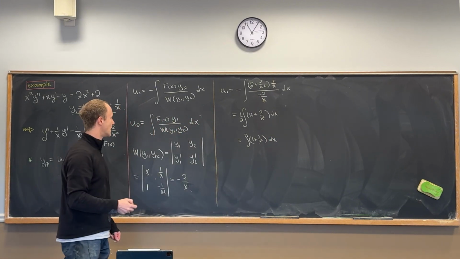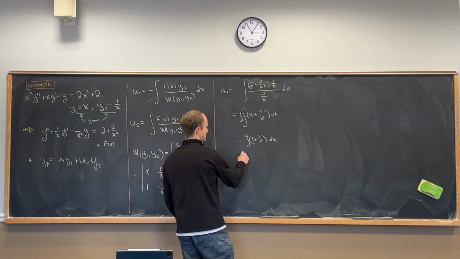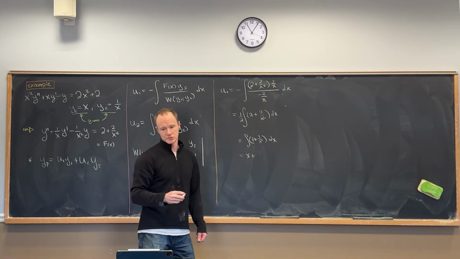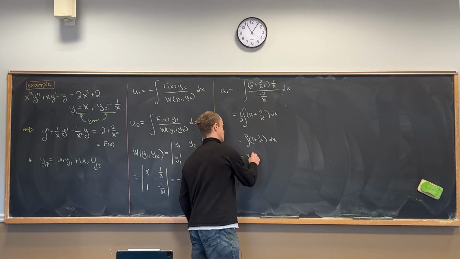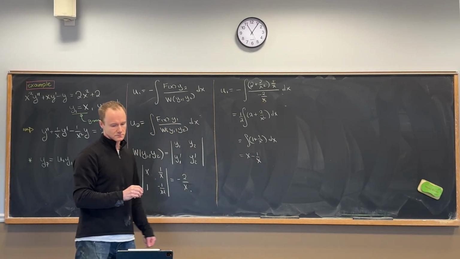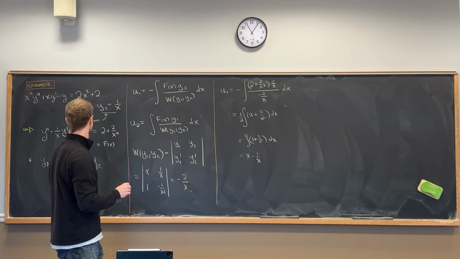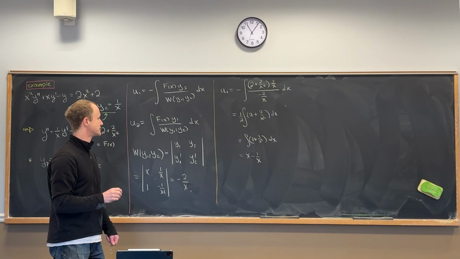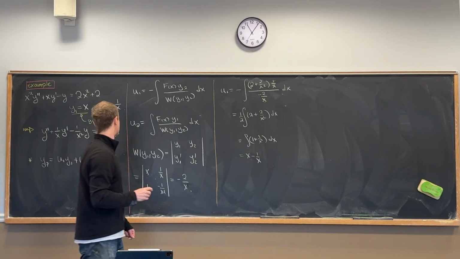So can we get u1 out of that? That's going to be x plus, it's actually minus 1 over x. Does that seem right? Yes. Good. So there's our u1.